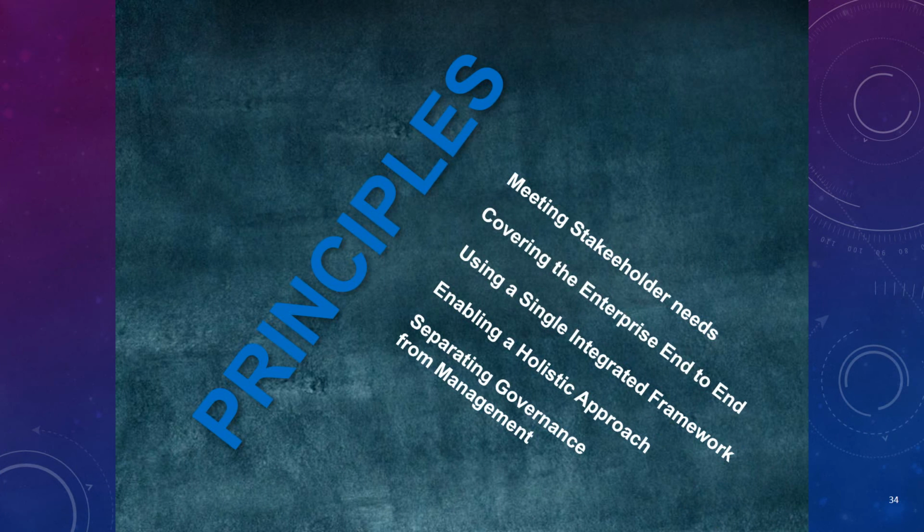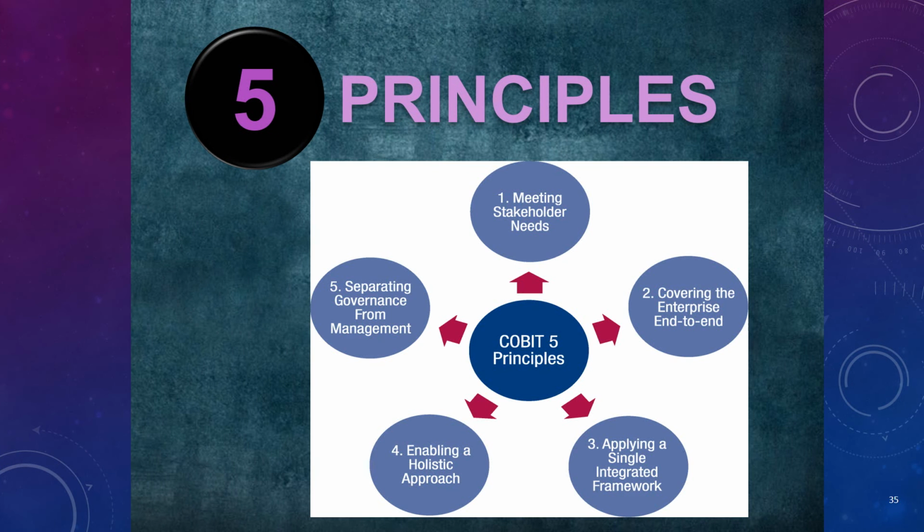This gives you a summary of the 5 principles of COBIT. The 5 principles are given in one slide here: meeting stakeholder needs, covering the enterprise end to end, applying a single integrated framework, enabling a holistic approach using the 7 enablers, and separating governance from management.